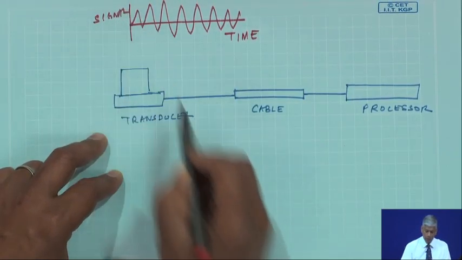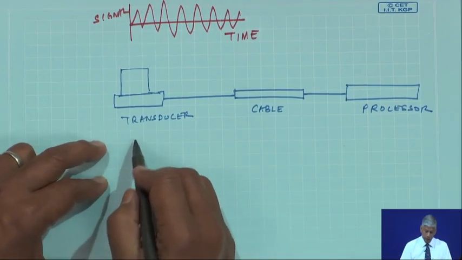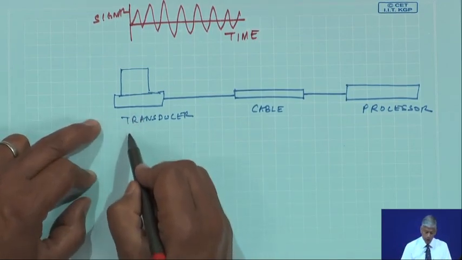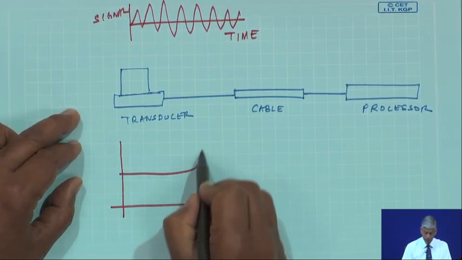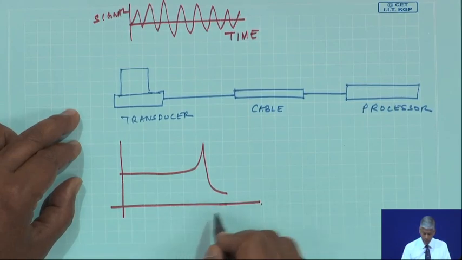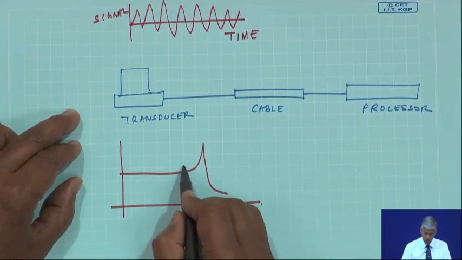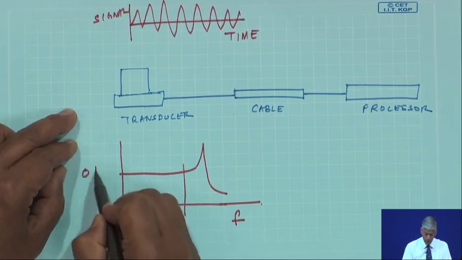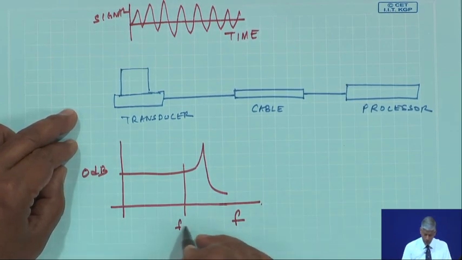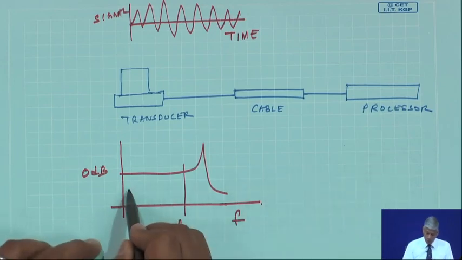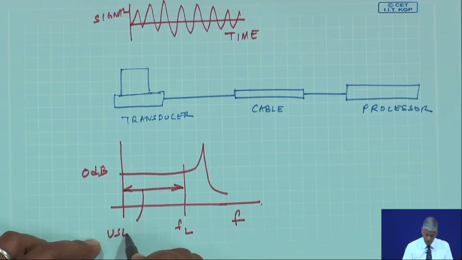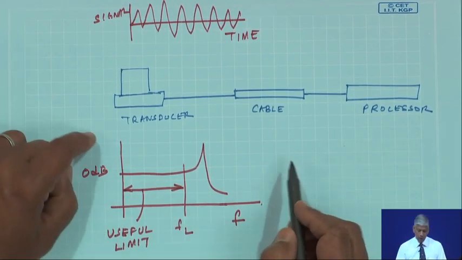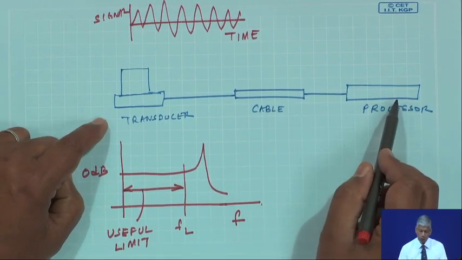So, signals do have a frequency component. A transducer has a certain mass, certain stiffness. A transducer also has a dynamic response, the response of the transducer. So, a transducer also has a frequency limit up till which the data which comes out of the transducer is of use. Same is true for the cable, same is true for the processor.